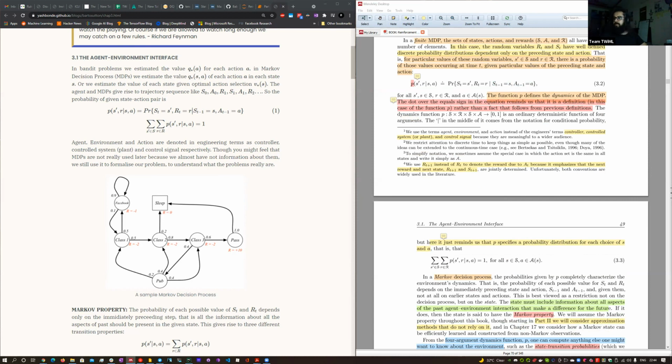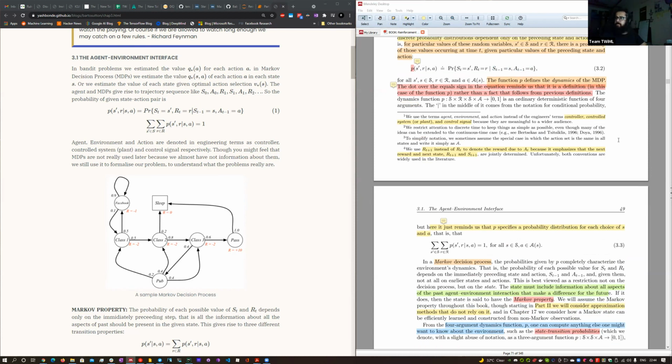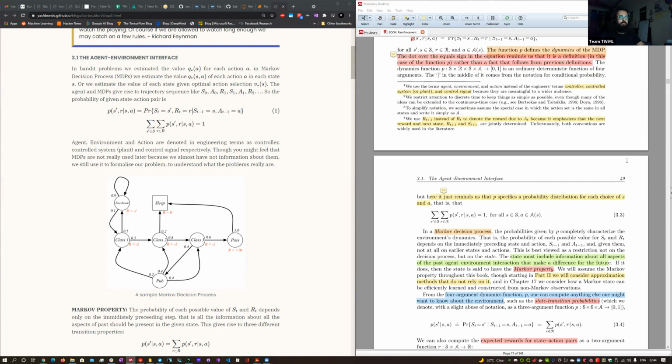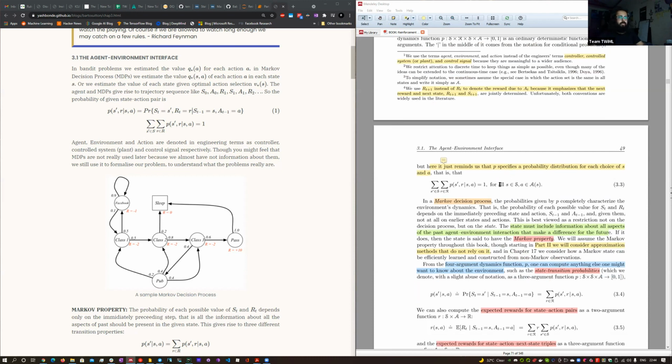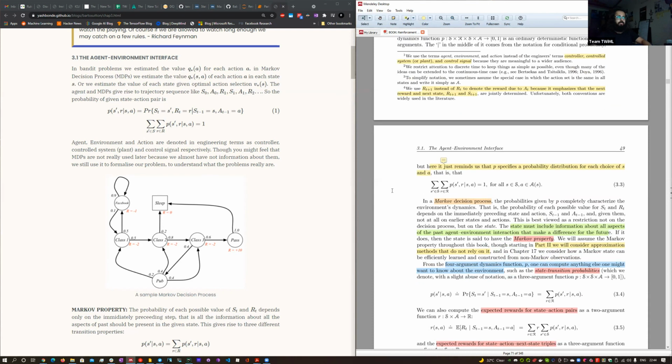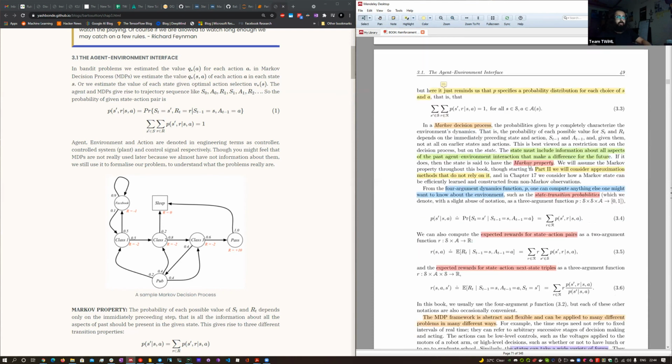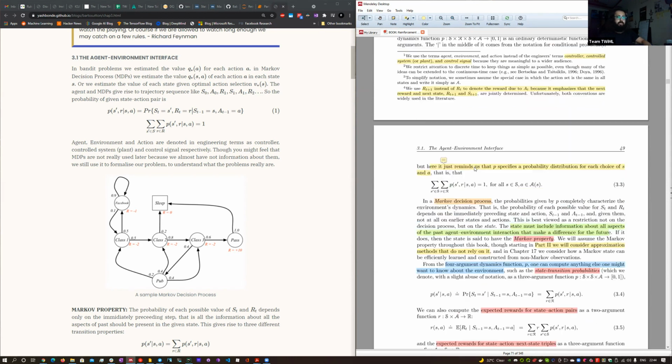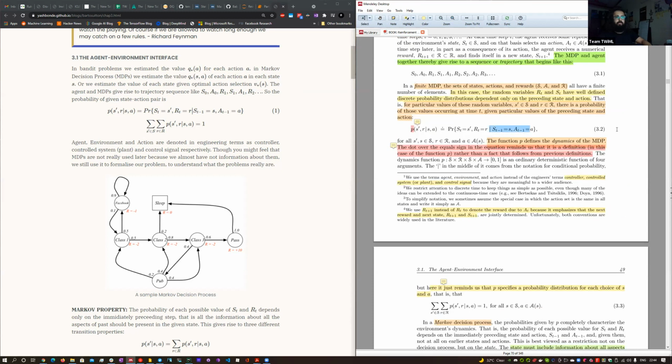Other than that, anything else? Here we had a reminder of the specifics of a probabilistic distribution for each choice of s and a. How we define this. The MDP here gives this guy, s t and r t, that depends upon the preceding state and action pairs, as I've alluded to in equation 3.2.